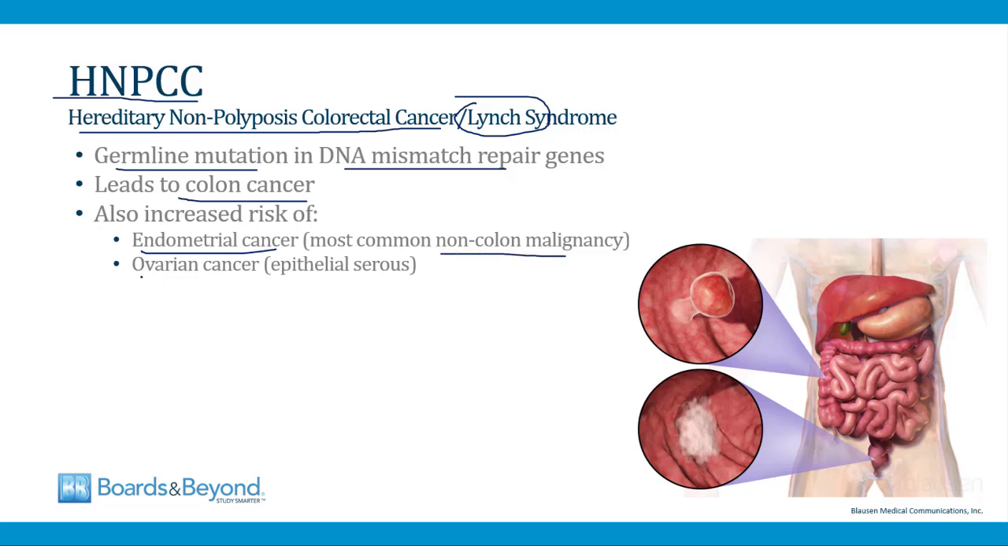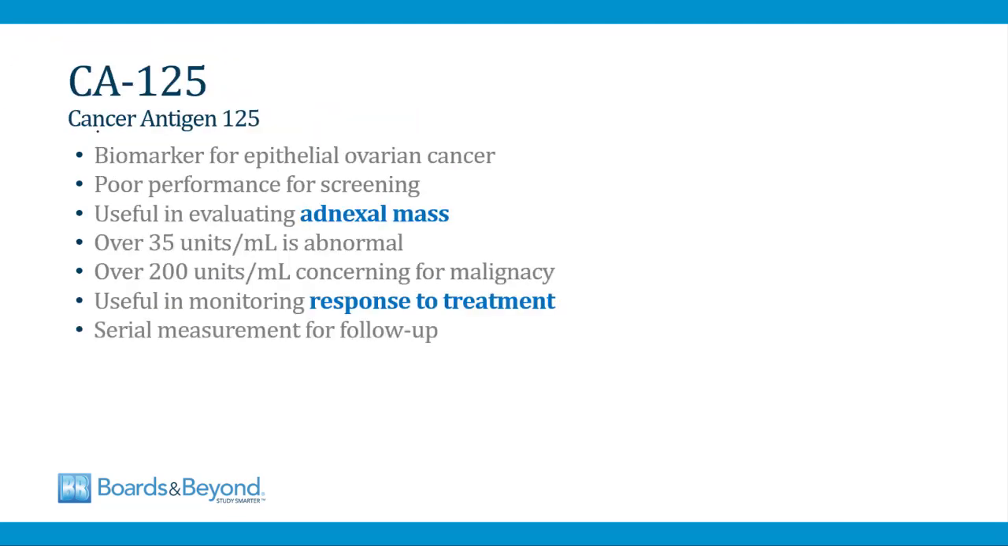But one of the other cancers is ovarian cancer. Specifically, the serous subtype of ovarian epithelial cell cancers occurs more frequently in patients with HNPCC.